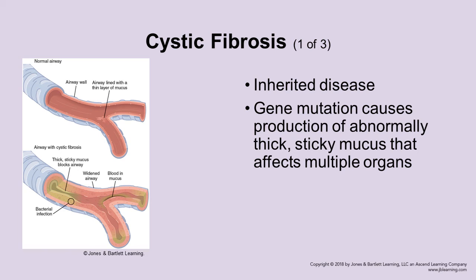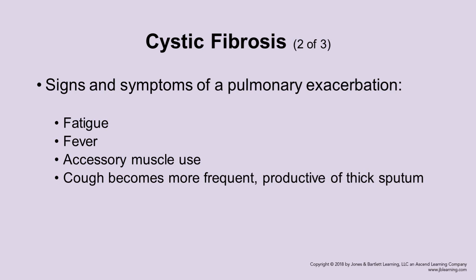So you can see in a normal airway, you have a large patent airway which has a thin layer of mucus lining it to keep it moist and hydrated. But in CF, you have a very widened airway as a result of chronic plugging with viscous mucus, and this mucus actually becomes a haven for bacteria, causing recurrent and severe bacterial infections. And these patients have a chronic disease process which is difficult to manage.